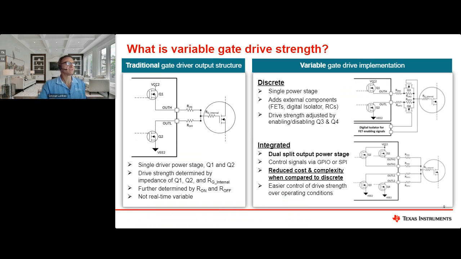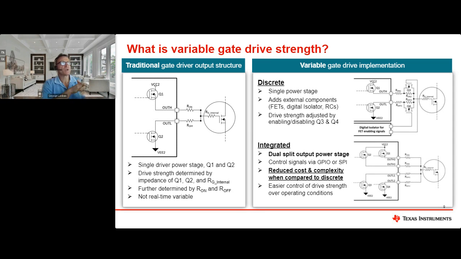So what is variable gate drive strength? On the left, I'm showing a traditional gate driver output structure, where it's basically a single driver power stage. You see the internal FETs Q1 and Q2, and really you determine the drive strength by the internal RDS(on) of those FETs, as well as by the internal gate resistance of the power switch, and by the external resistors that you see here, R on and R off. But you cannot really vary any of these. You cannot vary the strength at all.